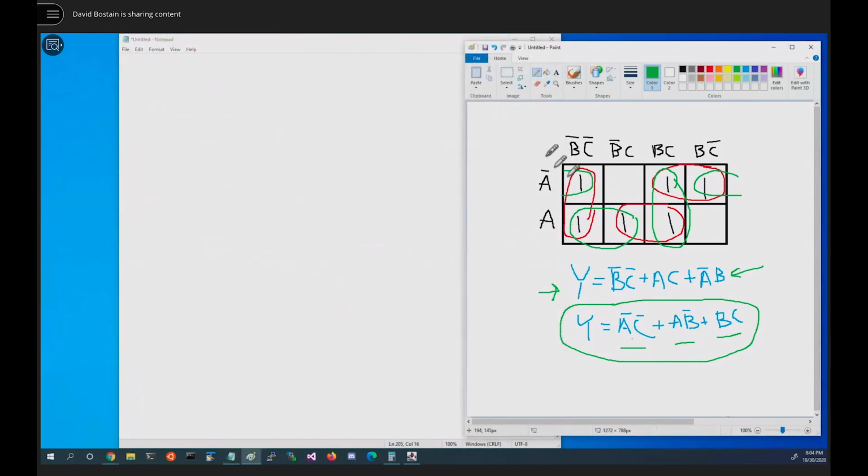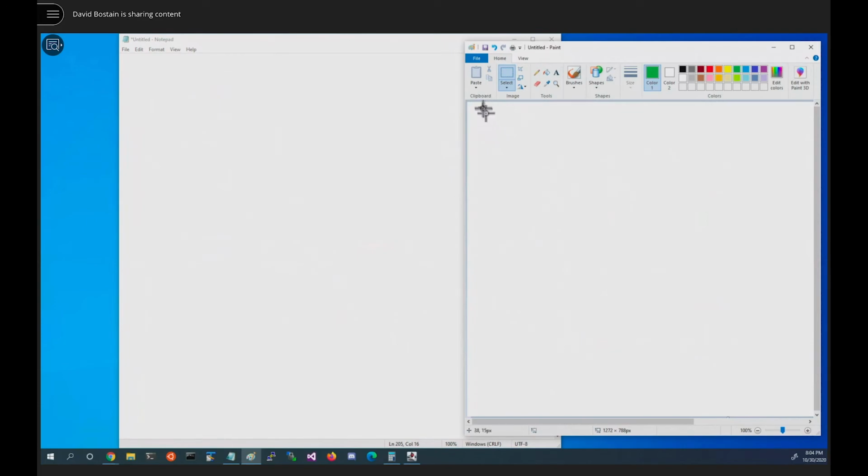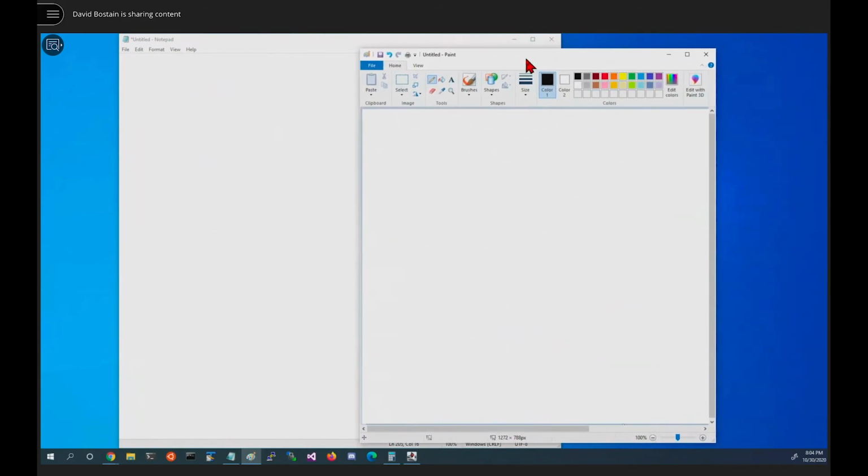Let me scroll this up. Let me get rid of this. And color one is black. Okay, so what I want to do now is I want to look at if we had an equation in a truth table that looked like, let me see, truth table, where I got one there. I think I got one there.